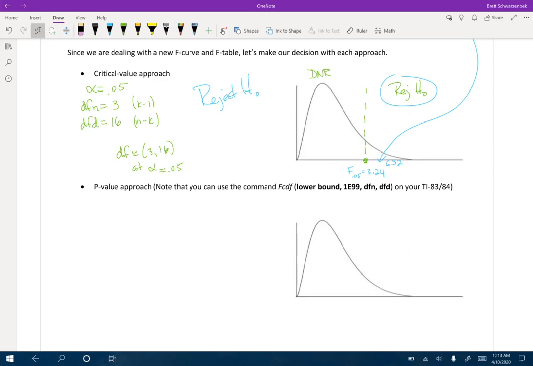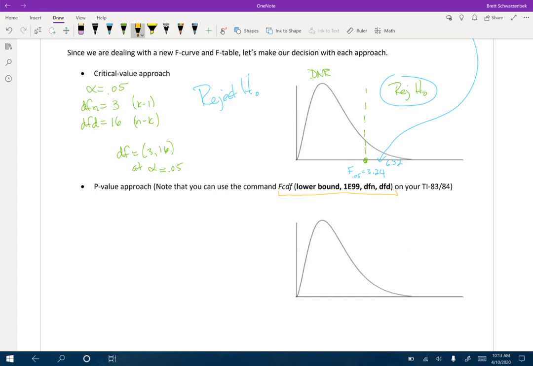Okay, so what about the p-value approach? Instead of using intervals like we did for p-value before, we're going to go right into using the calculator. If you go into the distribution menu on your calculator, let me just check for a second. Yep. If you go to second vars, which is distribution, you're going to find a command called fcdf. Your fcdf command is essentially going to be set up as follows.